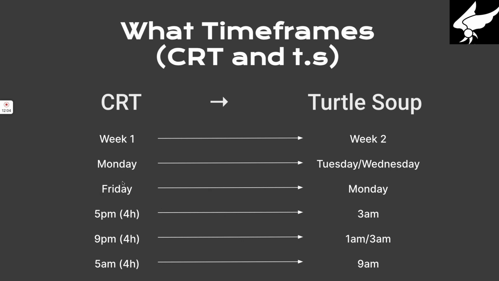Let's say the CRT forms on Friday, the turtle soup will occur on Monday. If the CRT forms at 5 p.m. on the 4 hour, the turtle soup will form at 3 a.m. If the CRT forms at 9 p.m. on the 4 hour, the turtle soup will occur at 1 a.m. or 3 a.m. If the CRT is forming at 5 a.m. on the 4 hour, the turtle soup will occur at 9 a.m.